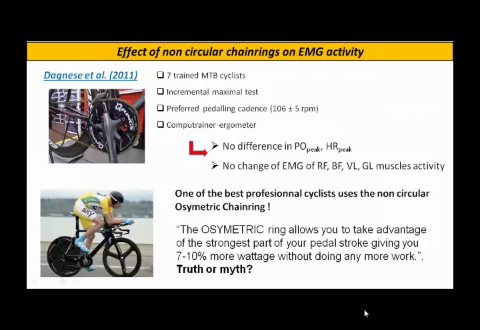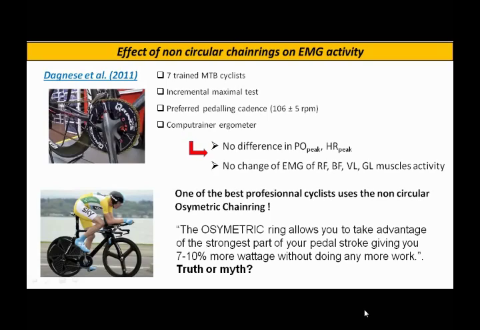Recent studies have also reported no change of EMG activity when mountain bikers use the cooling crank ring. So even if no study has clearly reported a significant improvement of cycling performance, the latest two winners of the Tour de France used the asymmetric ring for training or competition.